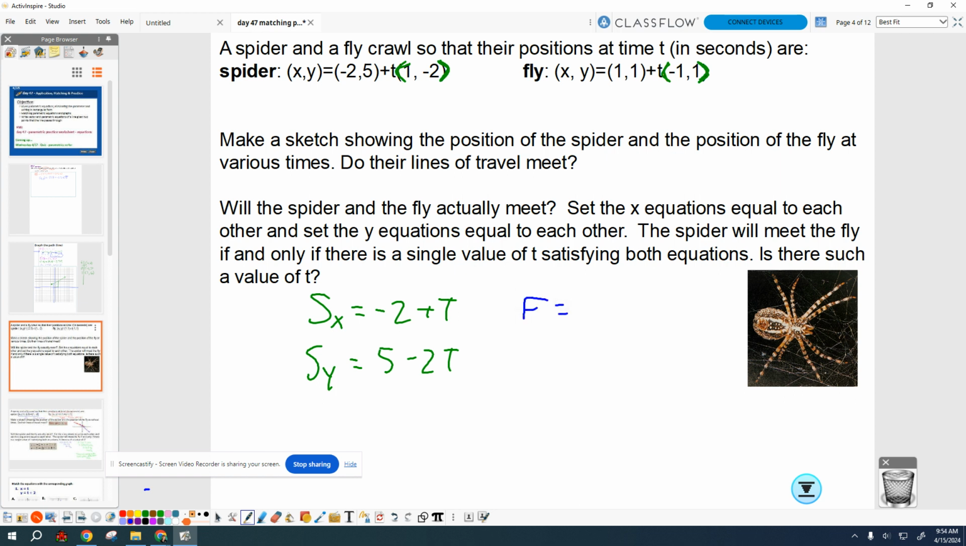The path for the fly. Gianna, were you the spider or were you the fly? You were the fly? I'm the spider. Hey, Gianna got away.